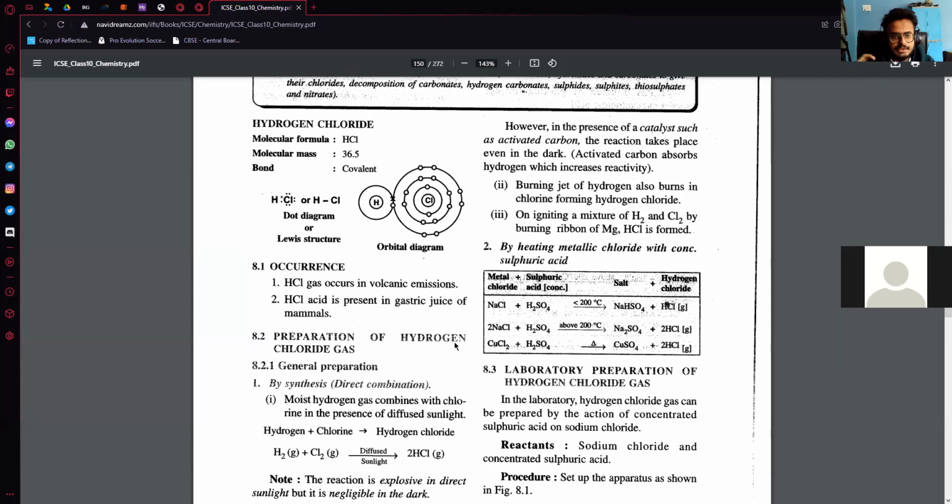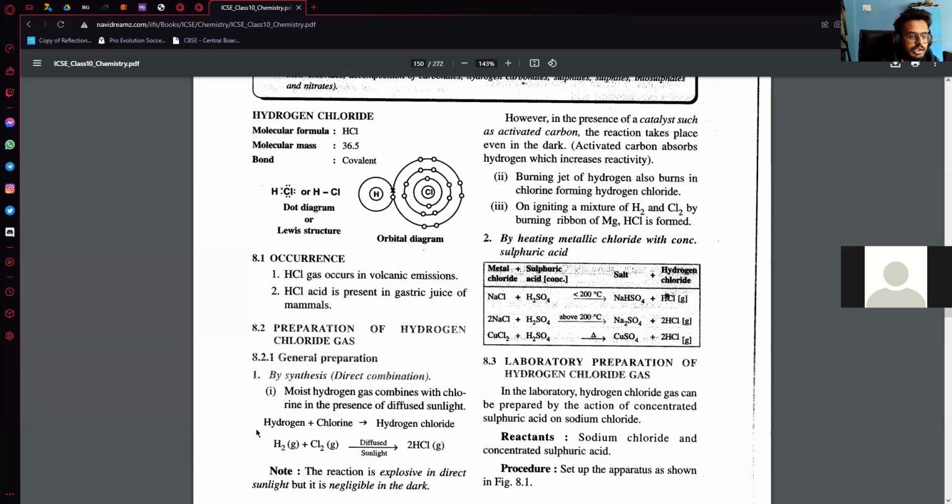So how can we prepare HCl gas? By different methods. So first method that we did was direct combination. Direct combination or direct synthesis. It's very simple, where we just combine hydrogen molecule with chlorine molecule in the presence of diffuse sunlight. So this reaction is carried forward only in diffuse sunlight. Diffuse sunlight like shady region, diffuse sunlight is important, not direct sunlight.